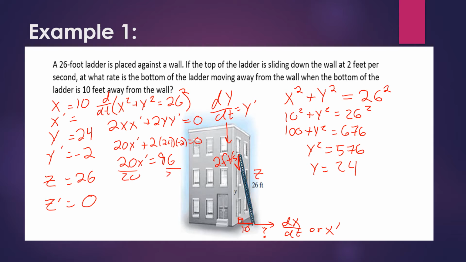Divide by 20. And I'm going to get that x prime is 4.8. So this means that the ladder is going to be moving away from the wall at a rate of 4.8 feet per second when it is already 10 feet away. And this is an example of a related rates problem. So we had to use implicit differentiation to set it up, but hopefully this is giving you a real tangible experience of when we could use calculus.